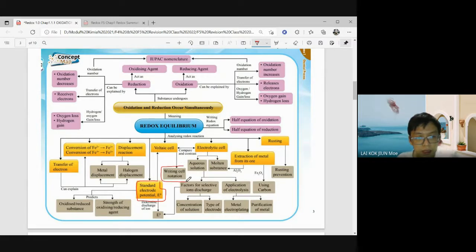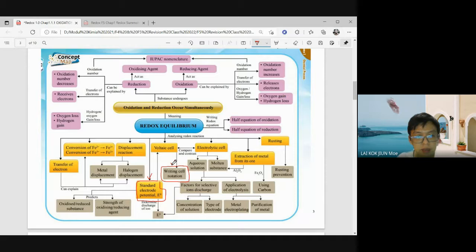Ini dua benda yang your senior tak ada belajar. Okay, your 2 tahun punya senior lah. Last year batch got study. Okay, so last year don't have. So these 2 things is a very new one.